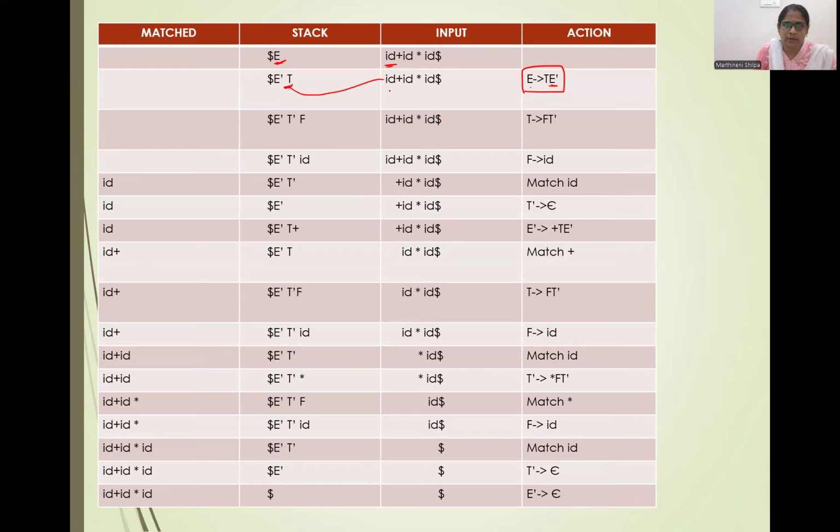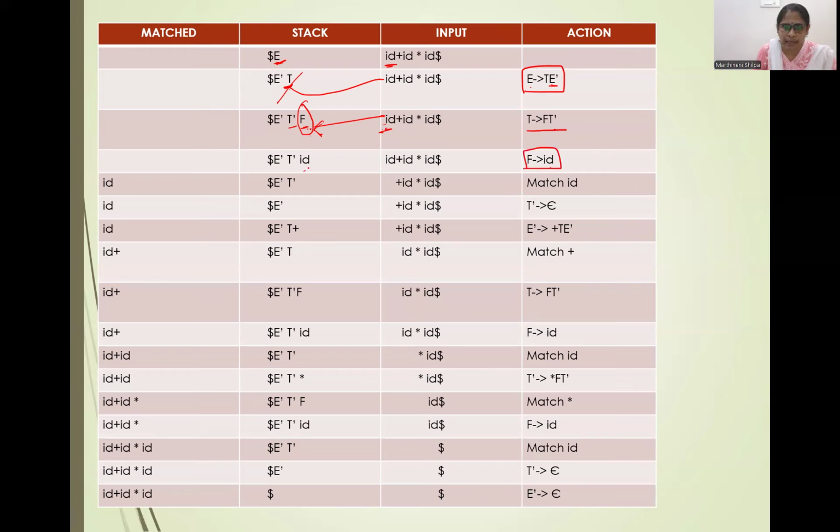In T row, in ID column, there is a production FT'. So pop T from the stack and T' F will be pushed onto the stack. Now F and ID will be compared. The current input symbol is id, and the top of stack element is F. By comparing these two, check the entry in the parse table in F row and in id column. There is a production F deriving id in that cell.